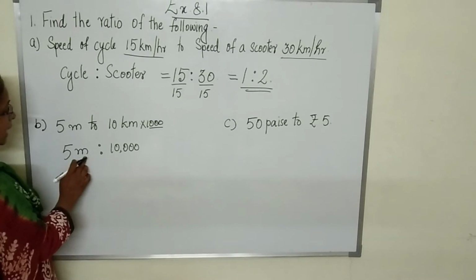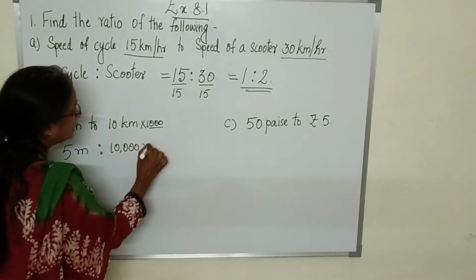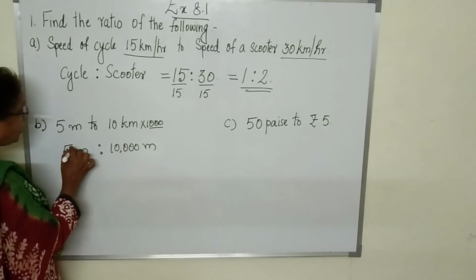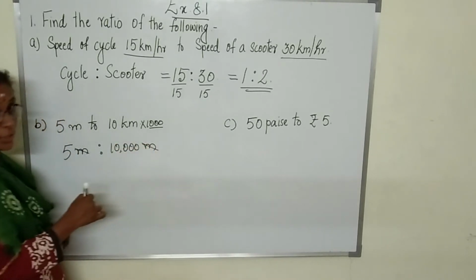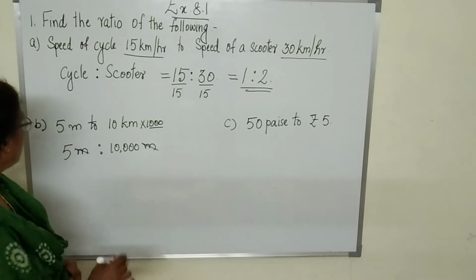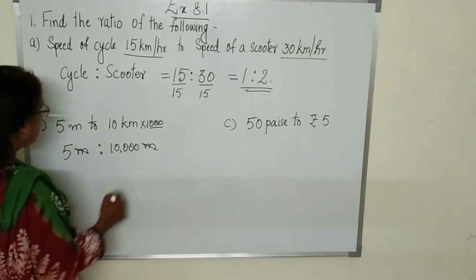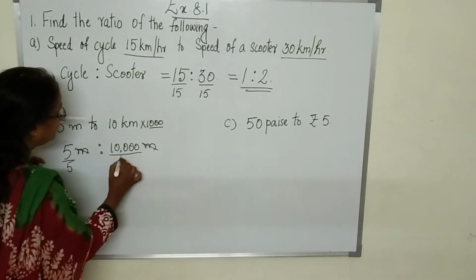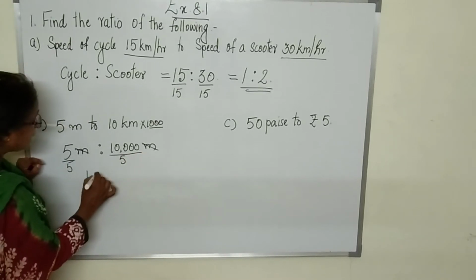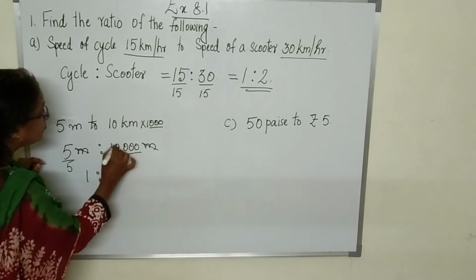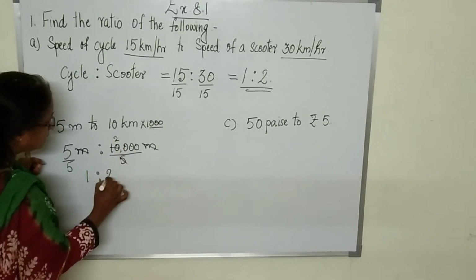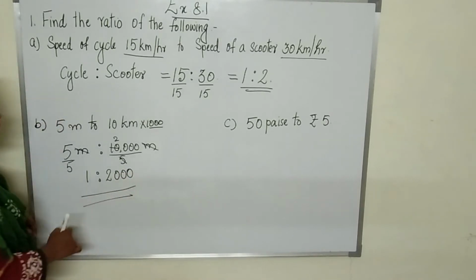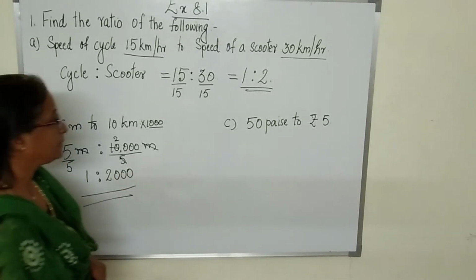Now see here 5 meter to 10,000 meter. So as I told you, we usually don't write the unit in the ratio. So 5 is to 10,000. We know both are divisible by 5. So 5 ones are 1 and 5 twos are 2,000. 1 is to 2,000.